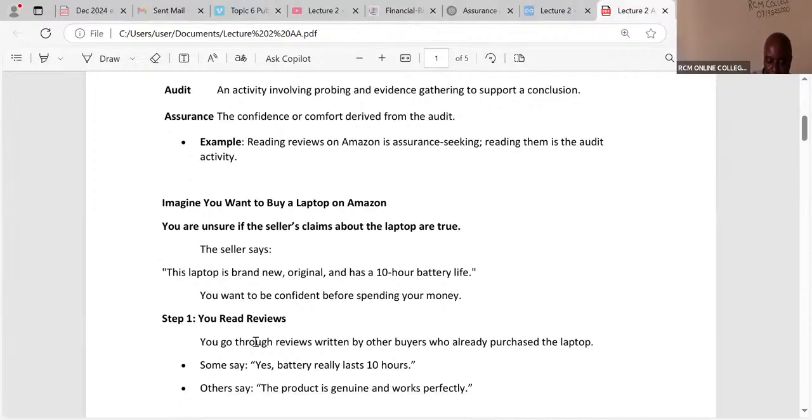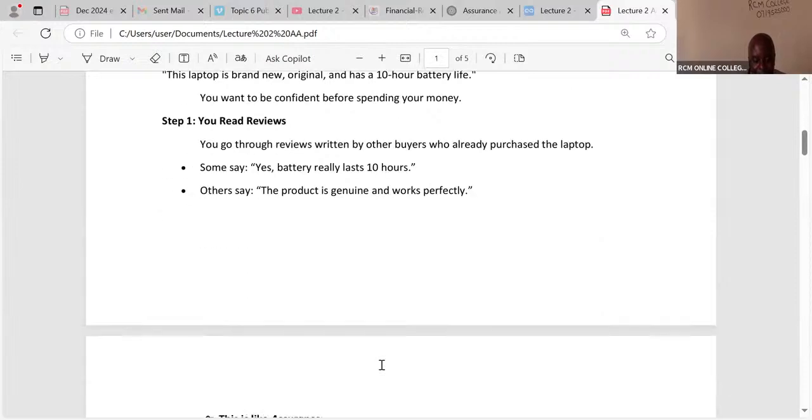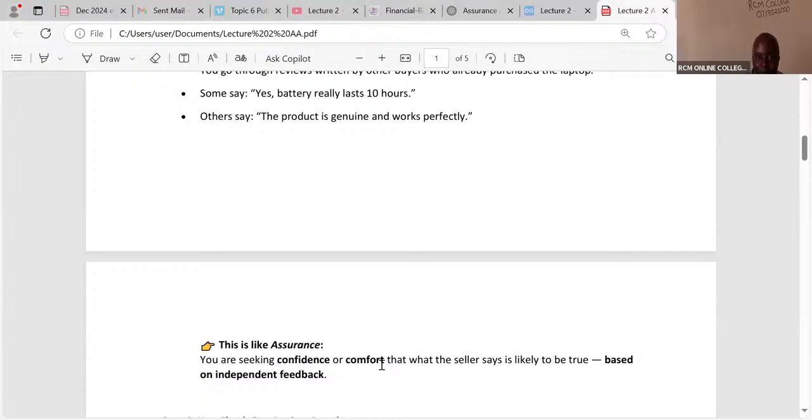You go to the reviews, you go through reviews written by other buyers who already purchased the laptop. Some say, yes, the battery really lasts 10 hours. Happy customers. Others say the product is genuine and works perfectly. So this is like an assurance. I'm getting comfort from many people giving testimonies. You are seeking confidence that what the seller says is likely to be true, based on independent feedback.